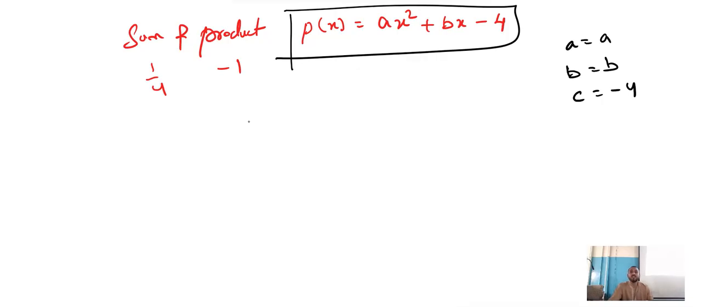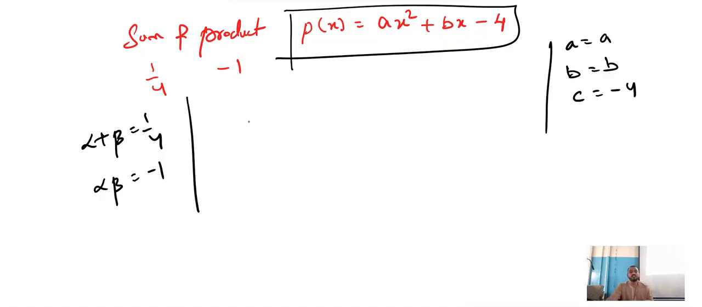Now they have given sum of its zeros. What is sum of its zeros? Alpha plus beta, 1 by 4. Product of its zeros, minus 1. They have given these conditions. Now what are they asking us to find? The value of a and b.